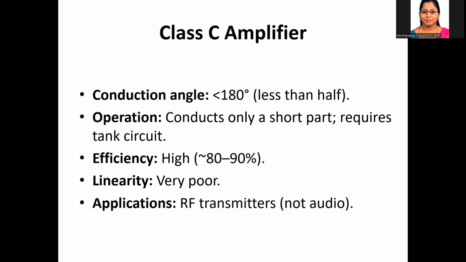Class C amplifier. A Class C amplifier is a power amplifier in which the transistor conducts for less than 180 degrees. This is very important. We have to know the conduction angle for all the amplifiers: Class A, Class B, Class AB, and Class C. For Class C amplifiers, the transistor conducts for less than 180 degrees of the input signal and operates only for a short period. We have to remember this. The transistor remains off for most of the cycle and conducts only for a short duration.